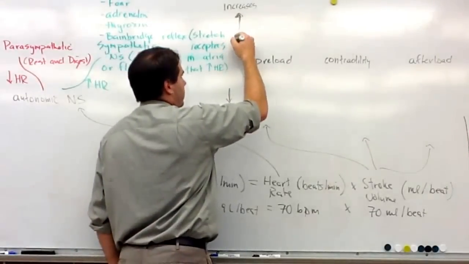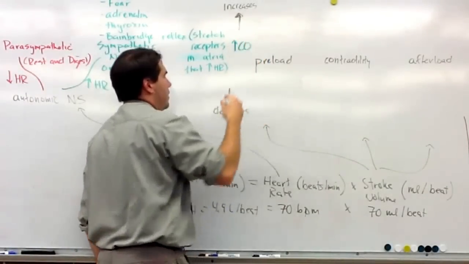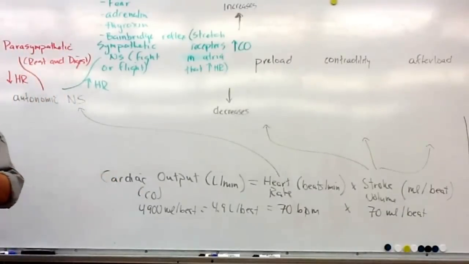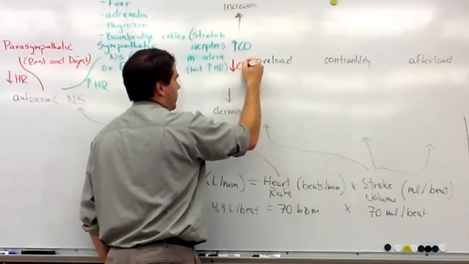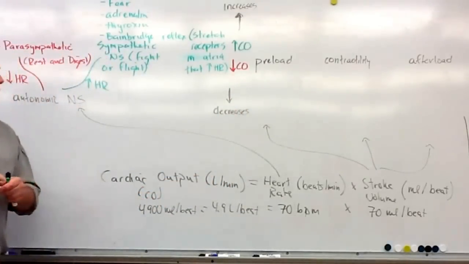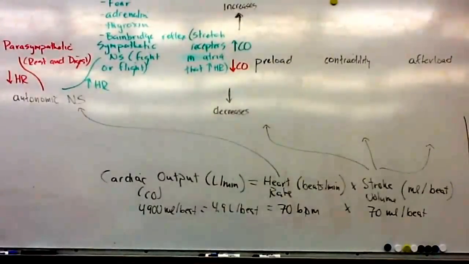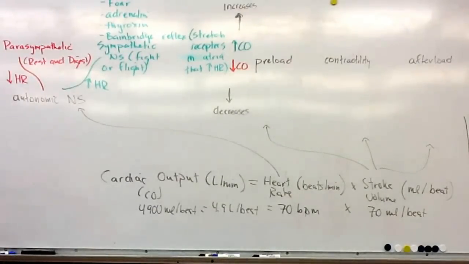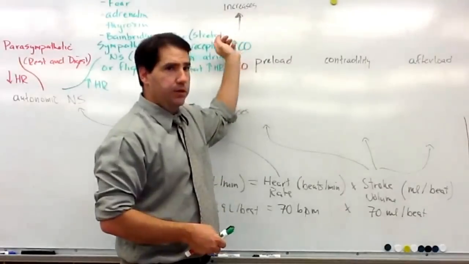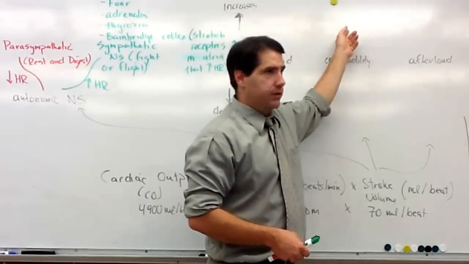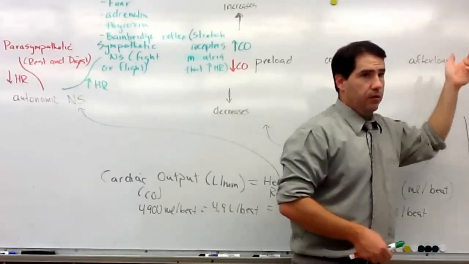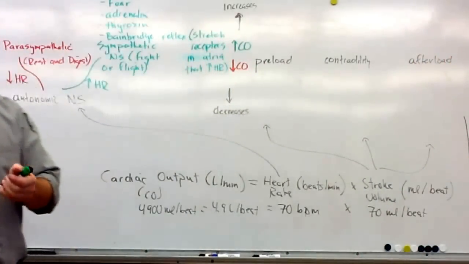If I use green, it's going to increase cardiac output. If I use red, it means it's going to decrease cardiac output. So you can have increases and decreases in preload, increases and decreases in contractility, increases and decreases in afterload, and they can have different effects. So just as a heads up, an increase in preload will increase cardiac output. An increase in contractility will increase cardiac output. But an increase in afterload will decrease cardiac output. So that's why we're doing the color coding.